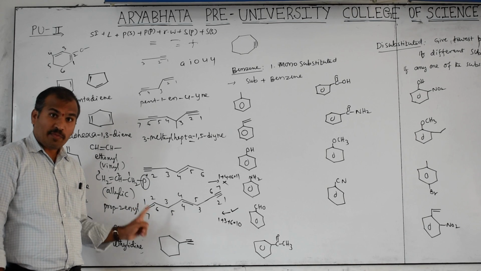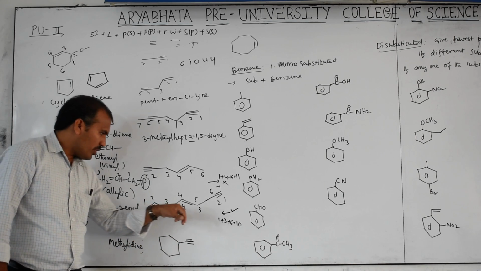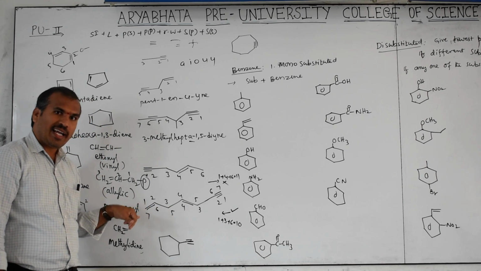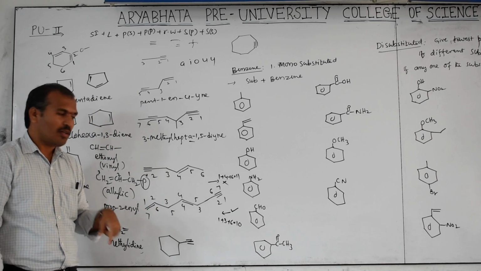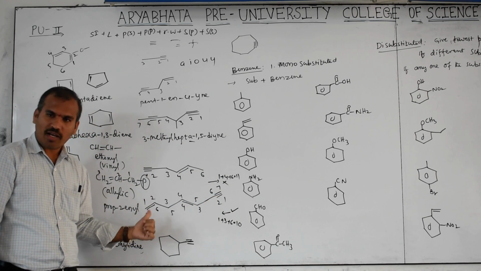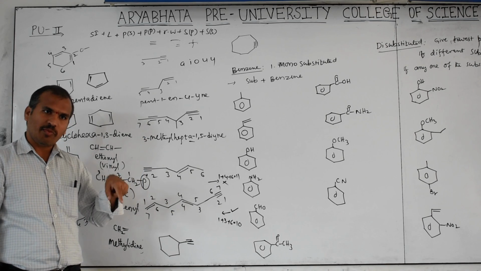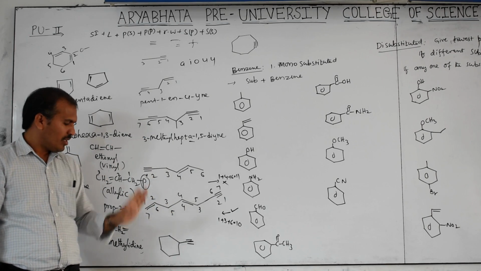Hepta, 7 carbons, because di is there. Hepta-3,6-diene, E removed, and 1-yne. Once again, hepta-3,6-dien-1-yne. Next.